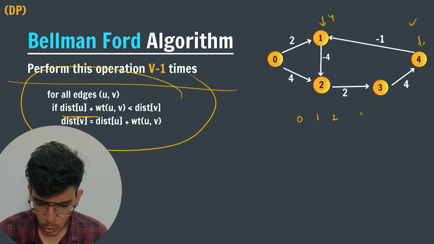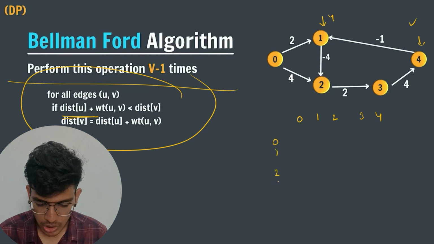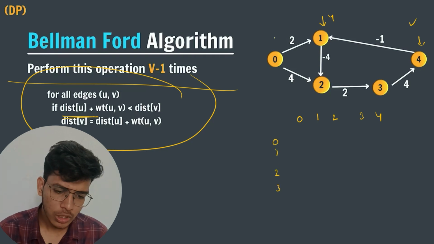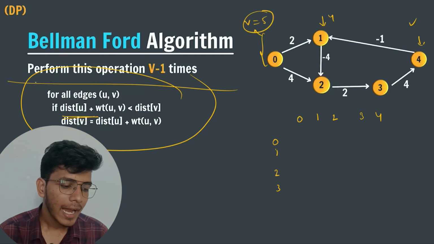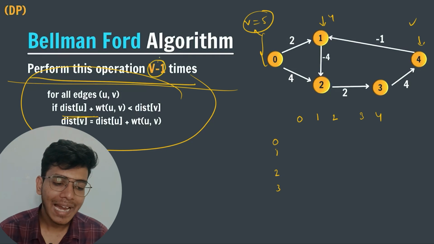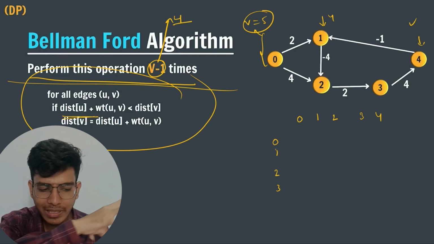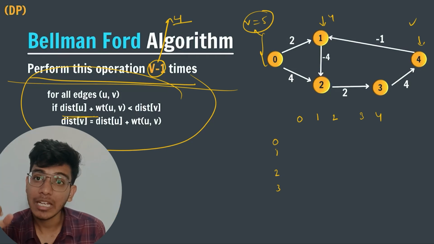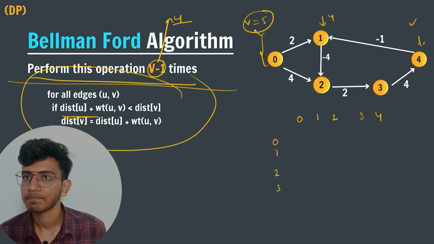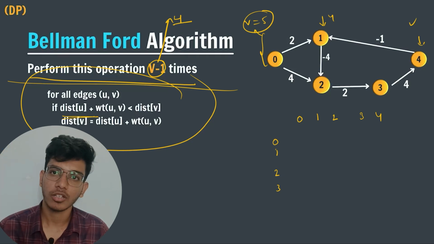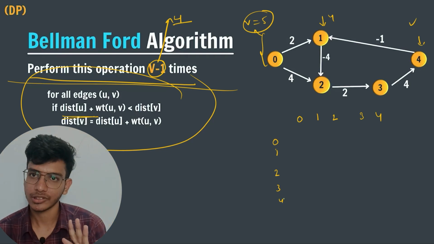0, 1, 2, 3, 4, and these are my iterations: 0th iteration, first iteration, second iteration, third iteration. Here the total number of nodes is 5, and I will perform v minus 1 iterations. So I will perform 4 iterations, and the values at the very last iteration in the table will become my shortest paths in the Bellman-Ford algorithm. Okay, so I will run my loop from 0 to 4 iterations.